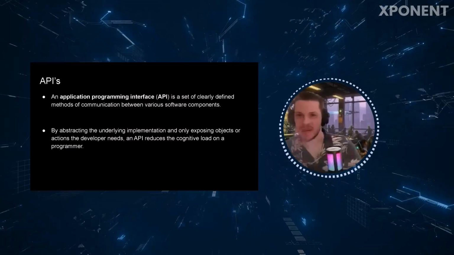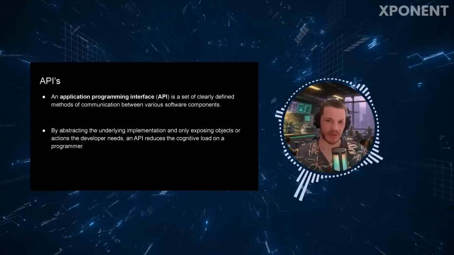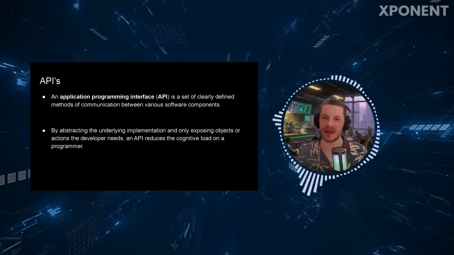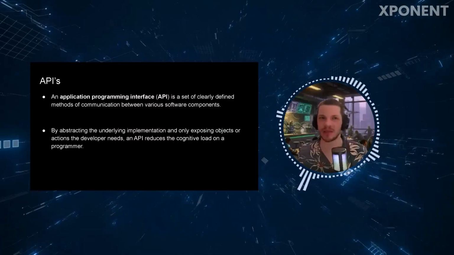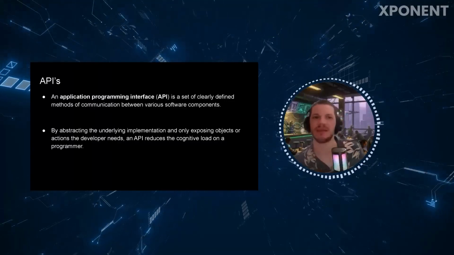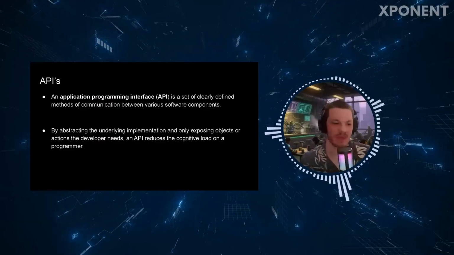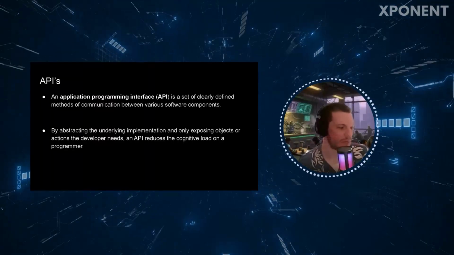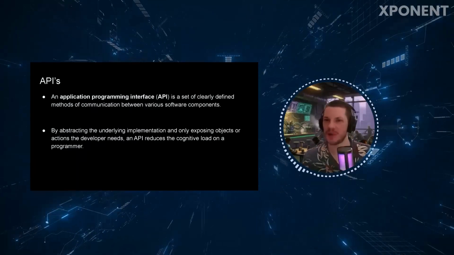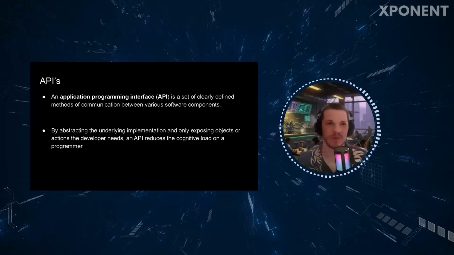Then you've got APIs. API stands for application programming interface. It's a set of clearly defined methods of communication between various software components. By abstracting the underlying implementation and only exposing the endpoints, the API reduces the cognitive load on the programmer. This is in relation to MCP servers, and these things are getting built out now. I think WordPress just released in 6.9 API endpoints that are a lot easier for AI to understand. So you can interact with software with the AI a lot easier.